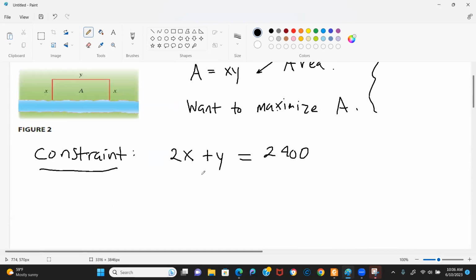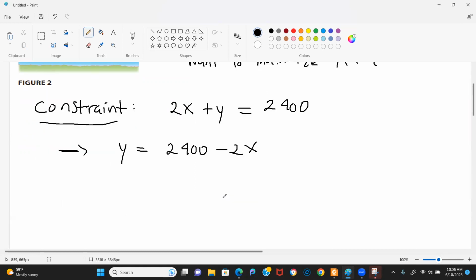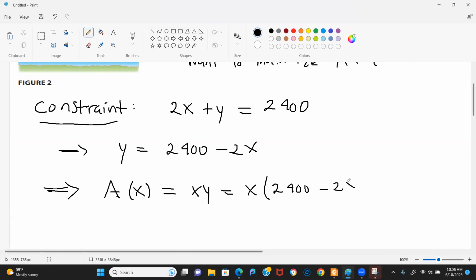And this is good because this constraint allows us to eliminate one of the variables in the formula for A. So now we're just dealing with a single variable problem. So this implies that y is going to be equal to 2400 minus 2x. And then of course this implies we can write the area as a single variable function. So A(x) is going to be x times y. We just solved for y. It's going to be x times (2400 minus 2x).